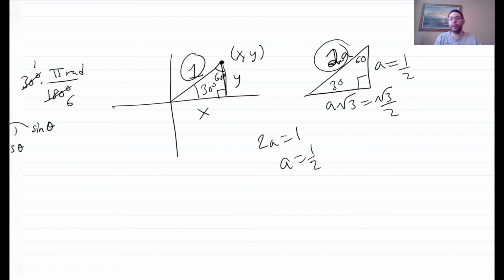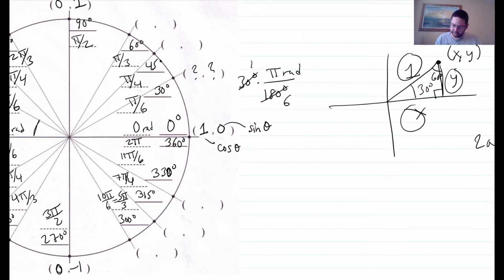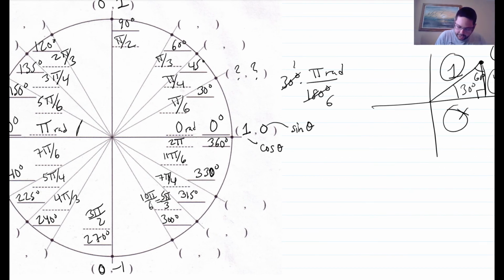Very quick. You can do it quickly if you're pretty good with your special right triangles. So I know that x is square root of 3 over 2, and y is a half. So those are my coordinates, and they're both going to be positive. Okay, so I know that x here is square root of 3 over 2 and y is a half.